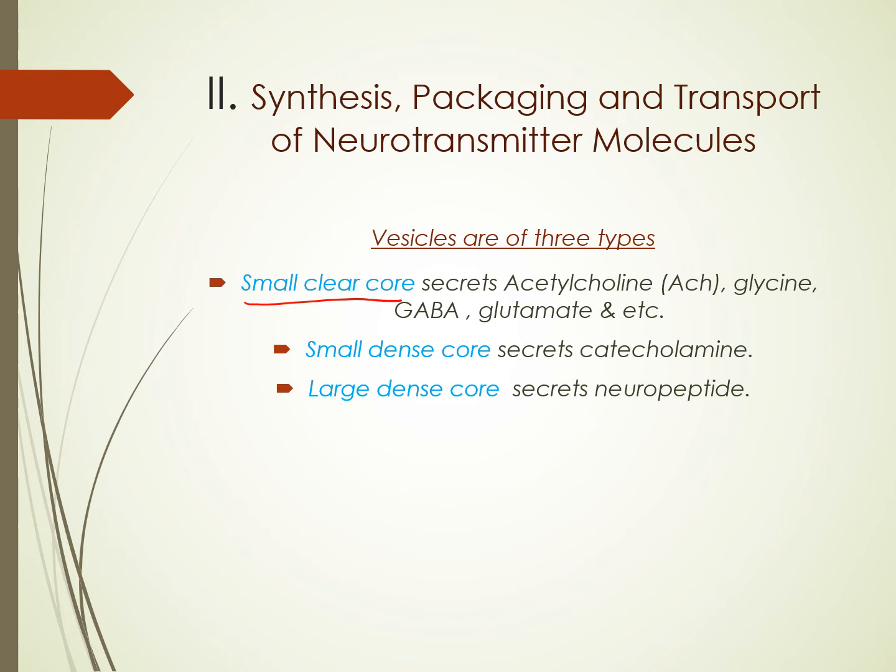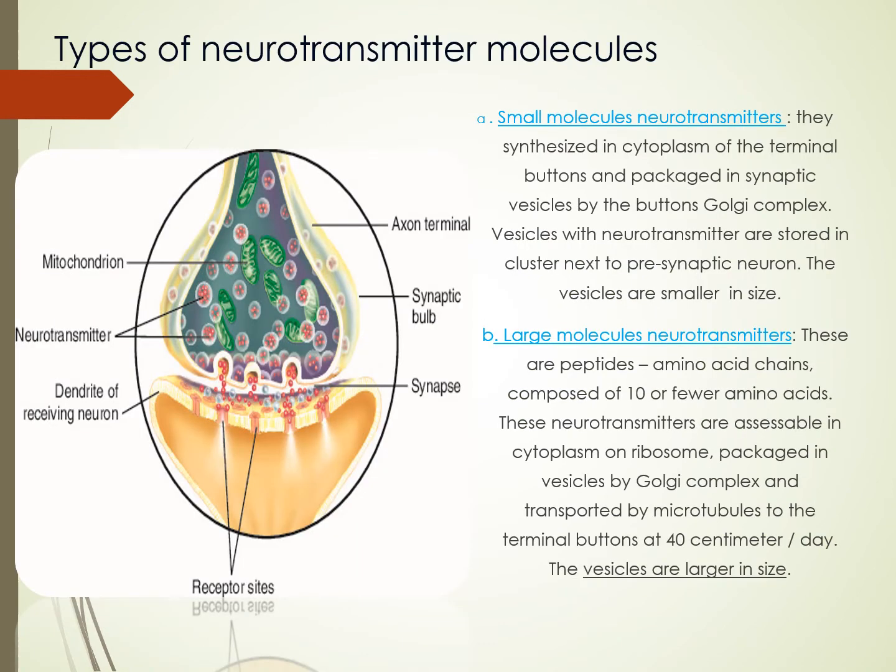From small dense core, catecholamine is secreted. And from large dense core, you can say the neuropeptides are secreted. So types of neurotransmitter molecules are basically two types. One is the small molecule neurotransmitter and another one is the large molecule neurotransmitter.